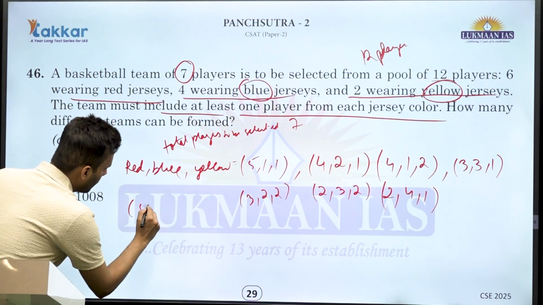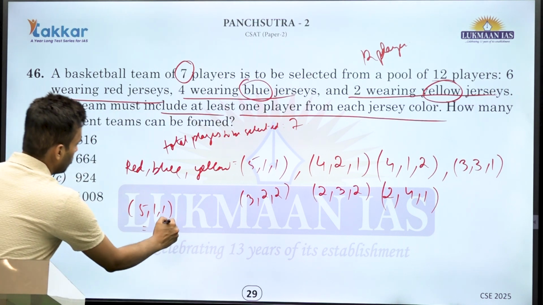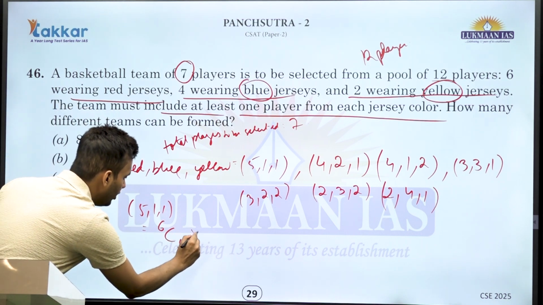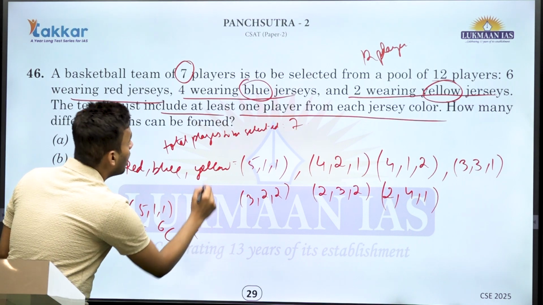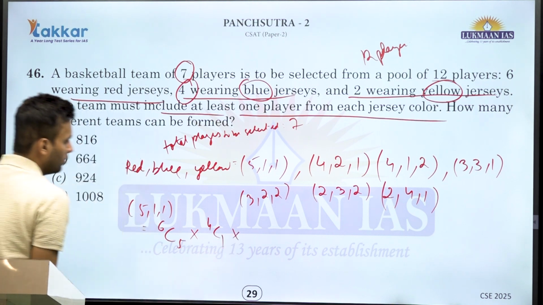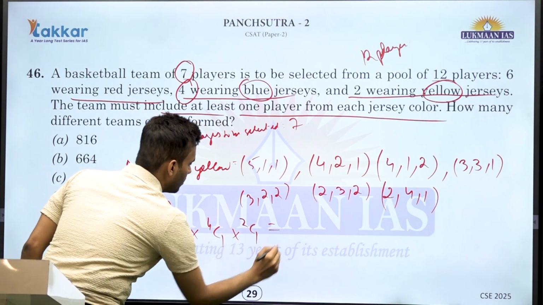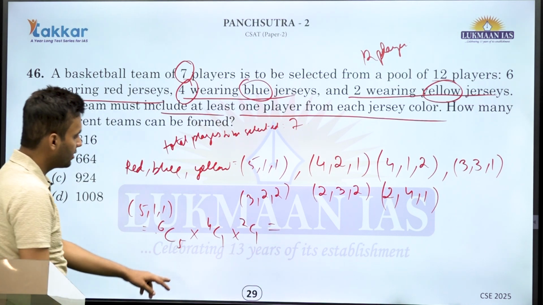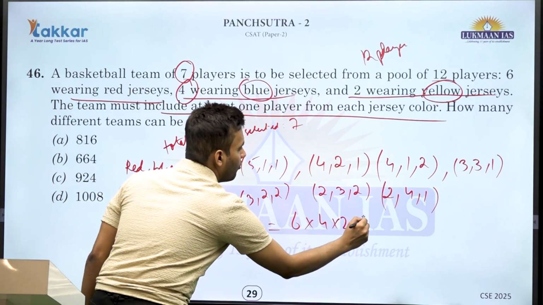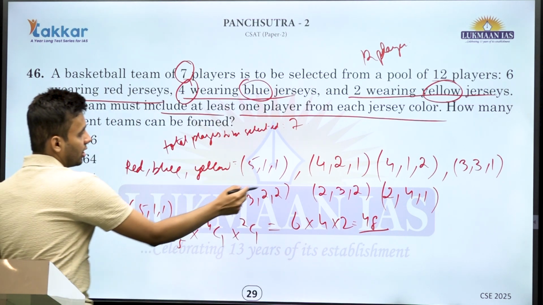For 5, 1, 1, we need to have 6 players. So 6C5 into, how much? 4 wearing blue, 4C1, into 2 wearing yellow, 2C1. We solve this: 6C5 is nothing but 6C1, that is 6 into 4 into 2, 48. 48 ways.